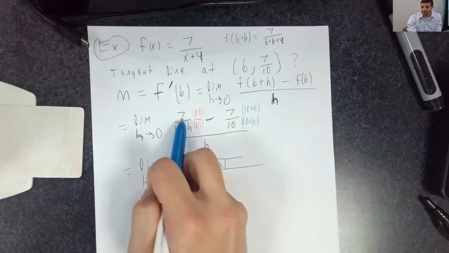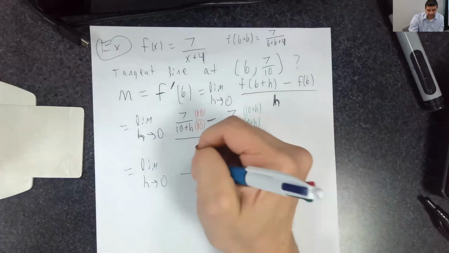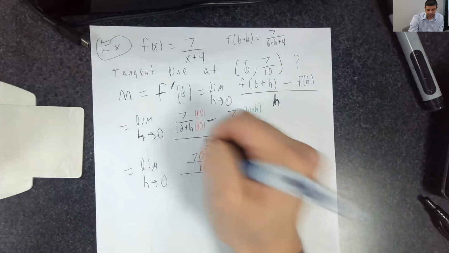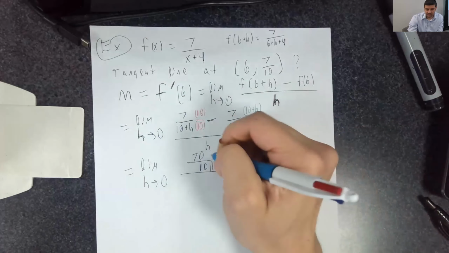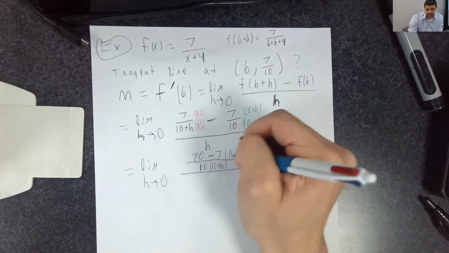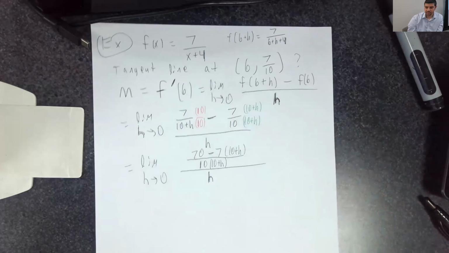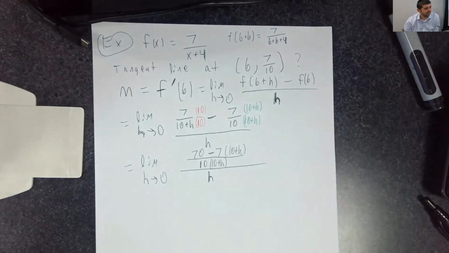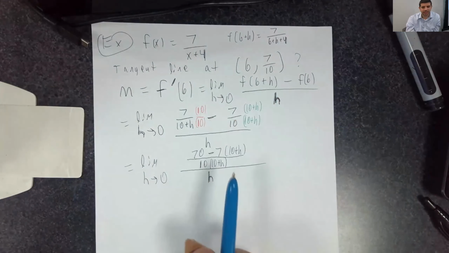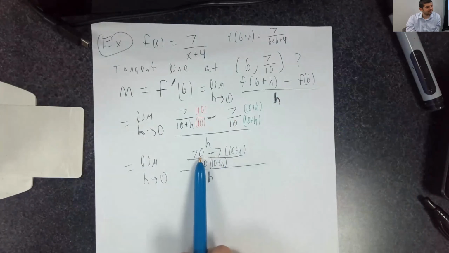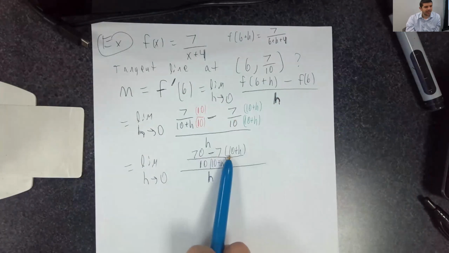Okay, and now we can combine the numerators. So I have 7 times 10 here, which is 70, and then minus 7 times 10 plus h, all divided by h. I can already see a cancellation. I'm very close to cancellation. What will I be able to cancel? Notice the 70 here. I have a 70 here, and I'll get a minus 70 here.